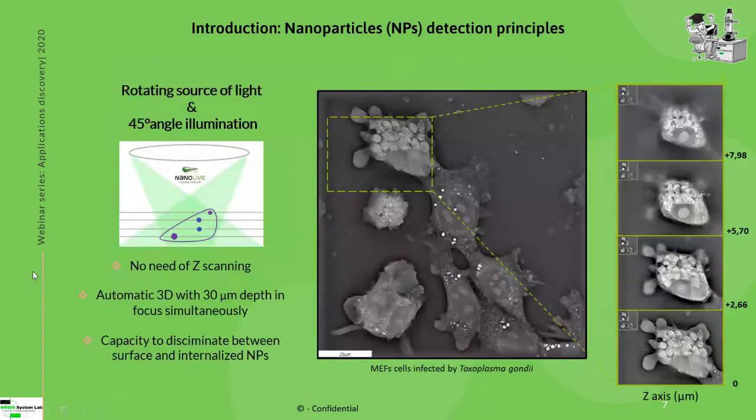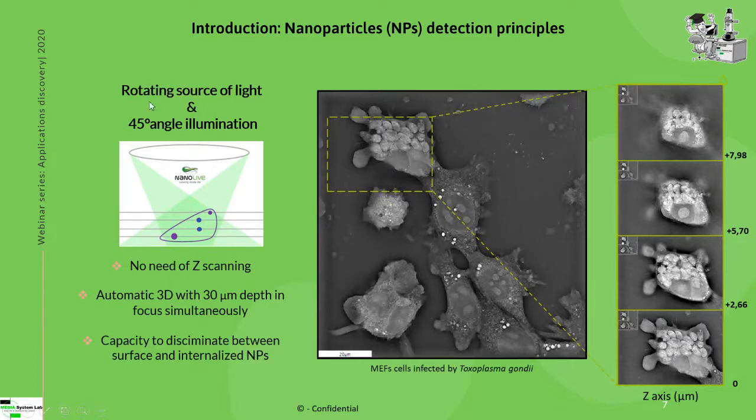Let's move on. So why are the rotating source of light and the 45-degree angle illumination so important? Why is it so fundamental for the application that we are going to face today? Especially when you have nanoparticle detection, you have a distribution of these nanoparticles on the surface, outside the cell, and also inside the cell, probably.